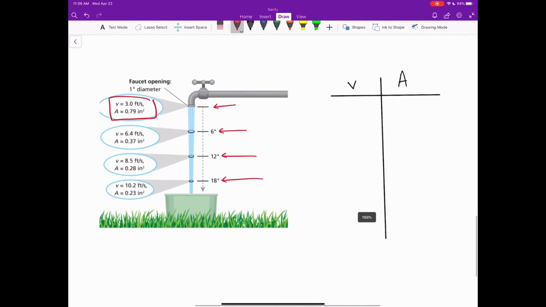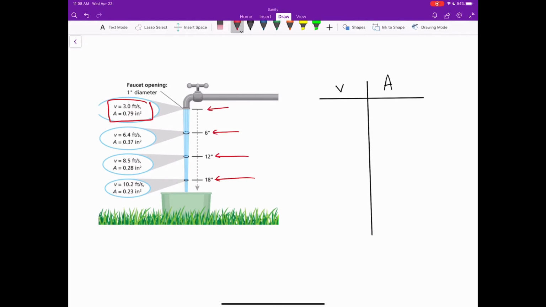I'm just going to take all of these and plug them into a table of values to organize it. With this first point, I have a velocity of 3 and an area of 0.79 inches squared. Then I have 6.4 and 0.37, that's the second point. The next points are 8.5 and 0.28, and 10.2 and 0.23.